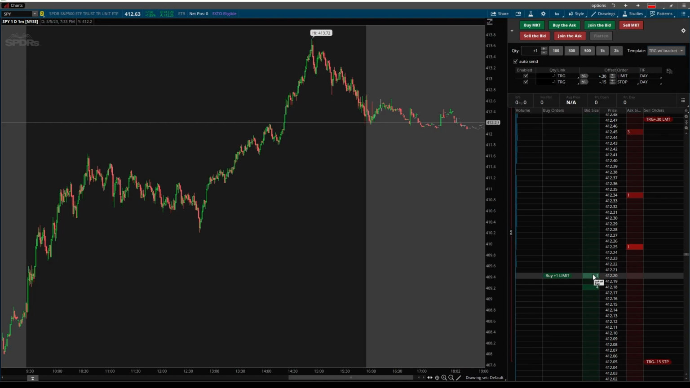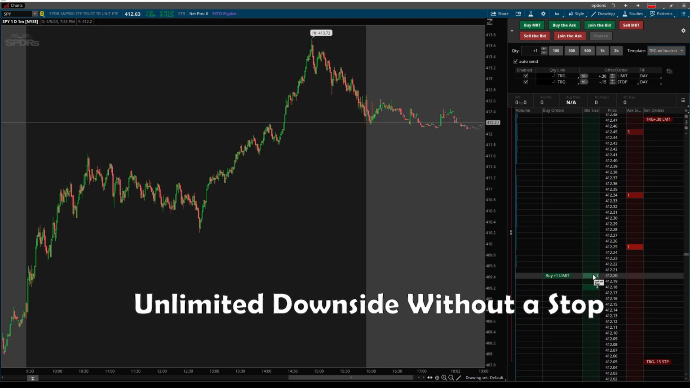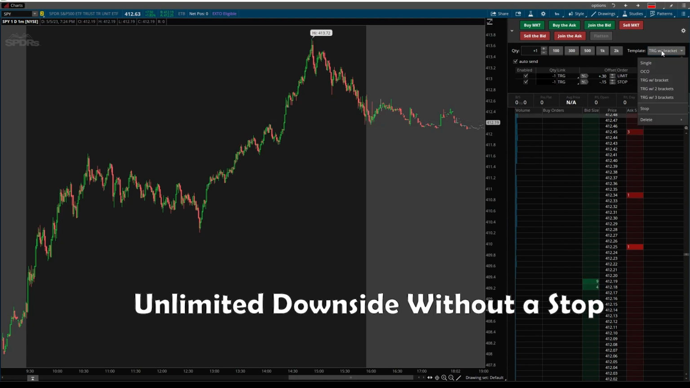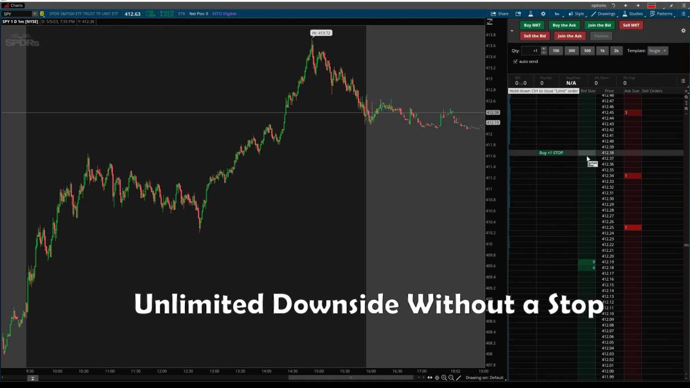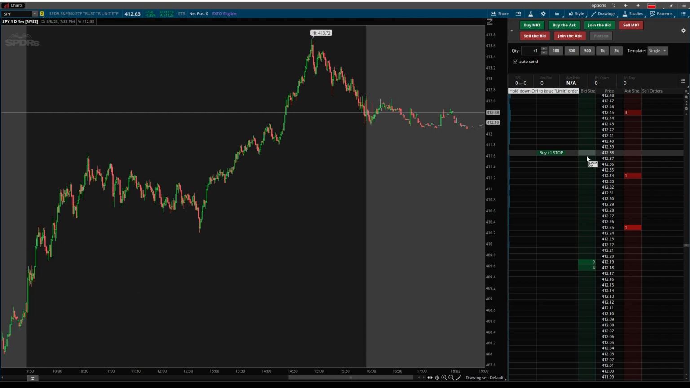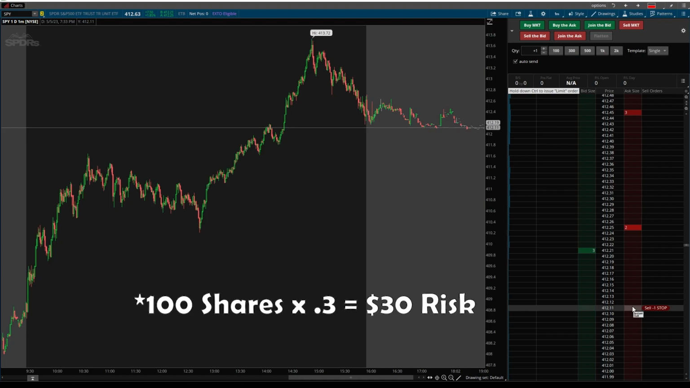The reason I always have a stop attached is because if you don't, the possibility of things going extremely wrong is extremely high. And let me tell you why. Let's say I just buy in and I don't have a stop attached. As soon as I buy in, emotions start to run higher because money is on the line. Say I'm going to buy in at 412.40 and my stop is going to be 30 cents below, so I'm at 412.10. Let's say I'm buying 100 shares, 100 shares times 0.3. That would be $30. Let's say I'm risking $30.